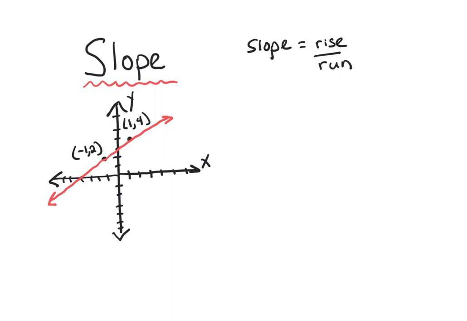One way you can count it is how far we go up and over to get from -1, 2, to 1, 4. So there is a formula for this. We call it rise over run. You'll also see that the formula is m equals y2 minus y1 over x2 minus x1. So m is the variable that we use for slope.